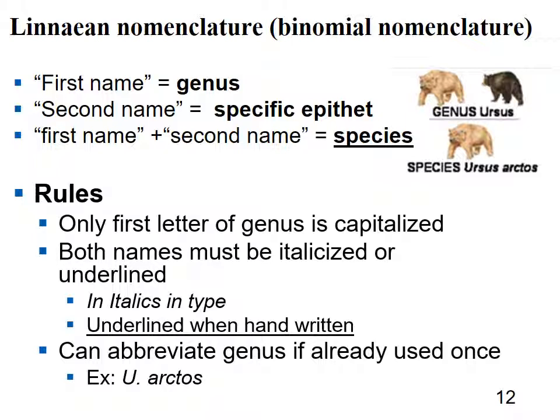So another thing you need to do is make sure your capitalization is correct. You should only capitalize the first letter of the genus, and then both names need to be underlined if it's handwritten, or it needs to be in italics if it's typed. And after you've already used the genus one time, you can abbreviate it, although you might not want to do that on your quiz depending on your TA. But you can abbreviate it after you've already written the genus fully one time.